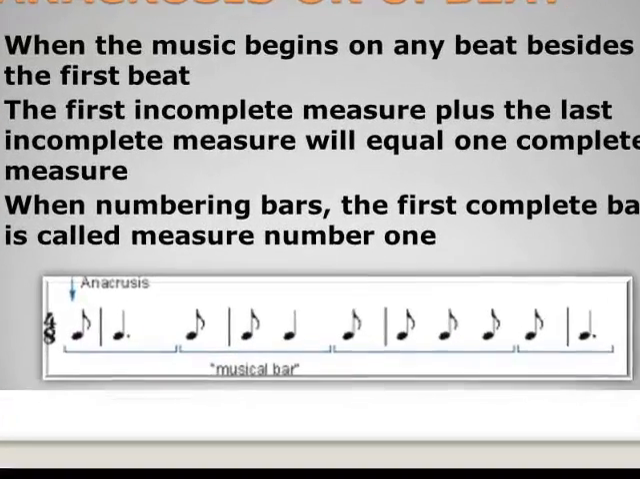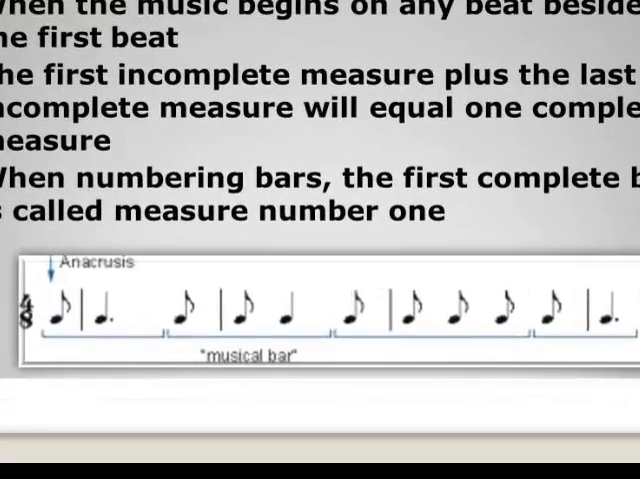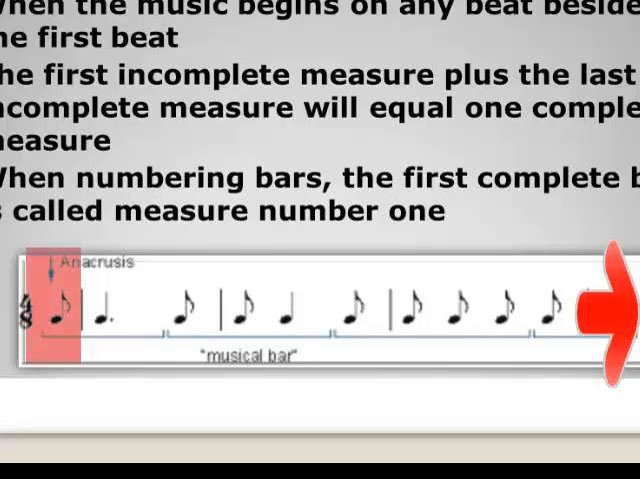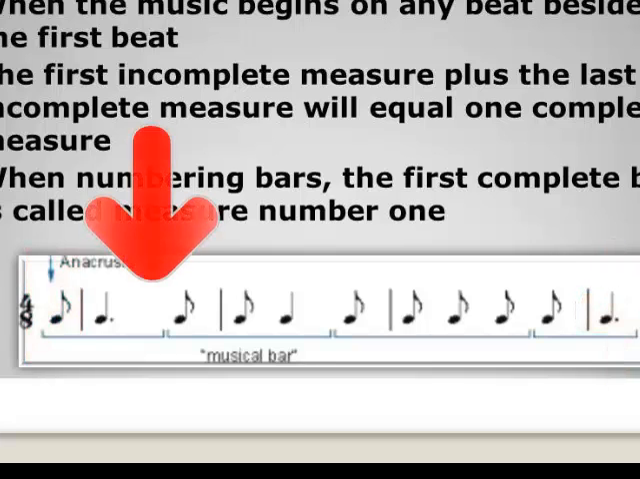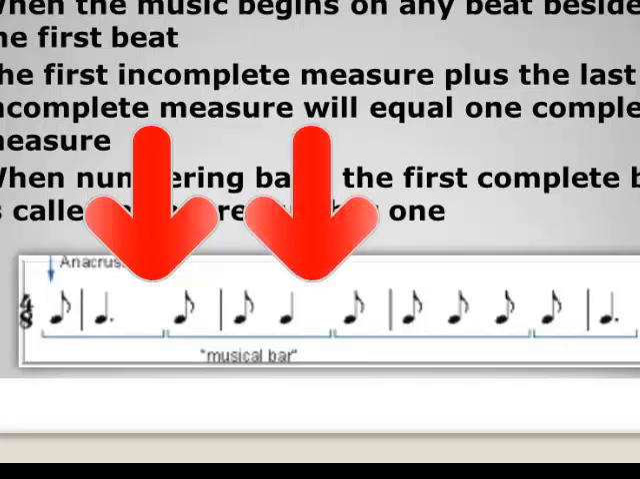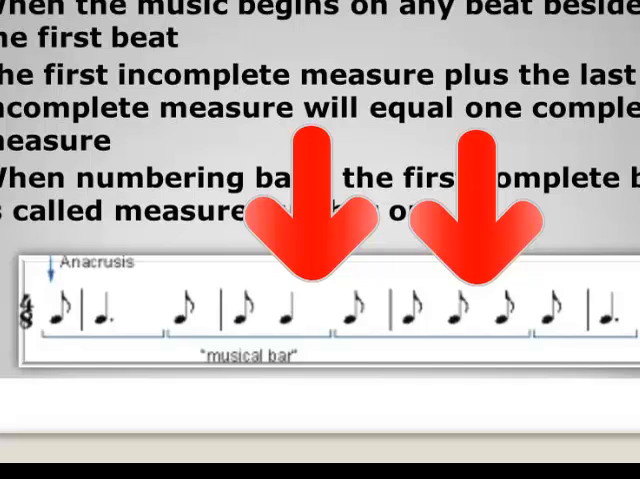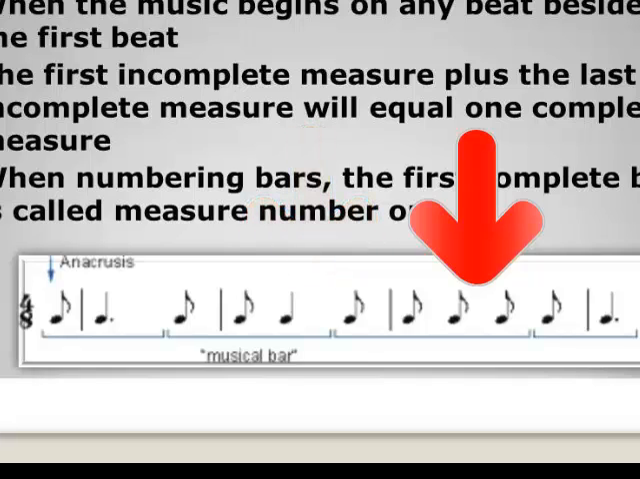In this example, you can see how it begins with an eighth note. That eighth note is beat number 4, and the last note in this example has the first 3 beats. That means the last beat and the first beat equal 1 complete measure of music. When you're counting measures or bars, the bar number 1 is this one, and we have bar number 2 here, then we have bar number 3, and bar number 4 consists of the last measure plus the anacrusis at the beginning.